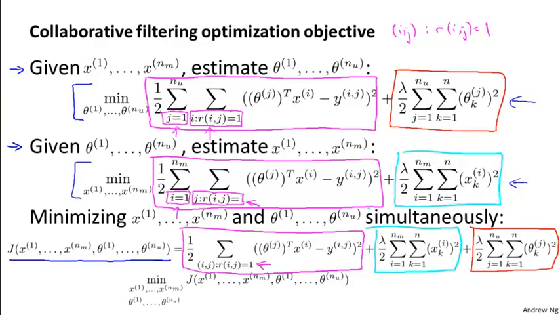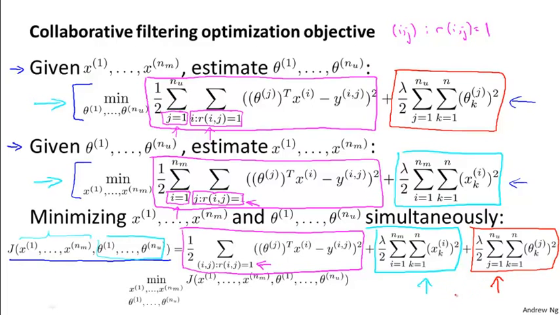And this optimization objective, J, actually has an interesting property: if you were to hold the x's constant and just minimize with respect to the thetas, then you'd be solving exactly this problem. Whereas if you were to do the opposite, if you were to hold the thetas constant and minimize J only with respect to the x's, then it becomes equivalent to this, because either this term or this term is constant if you're minimizing only with respect to the x's or only with respect to the thetas.